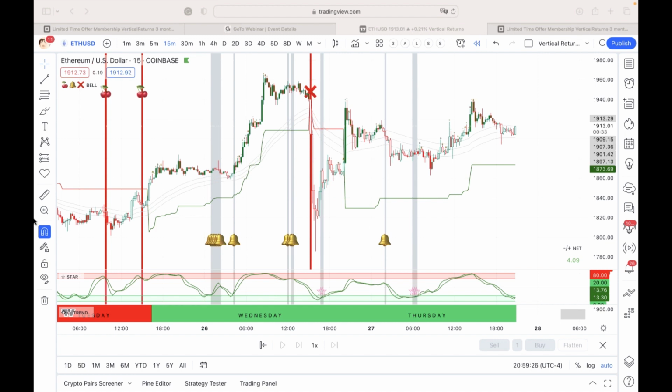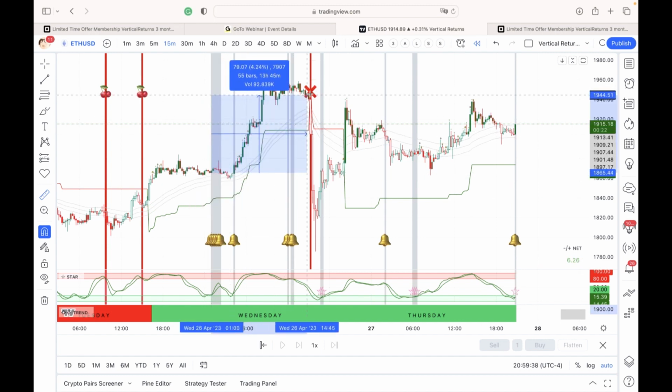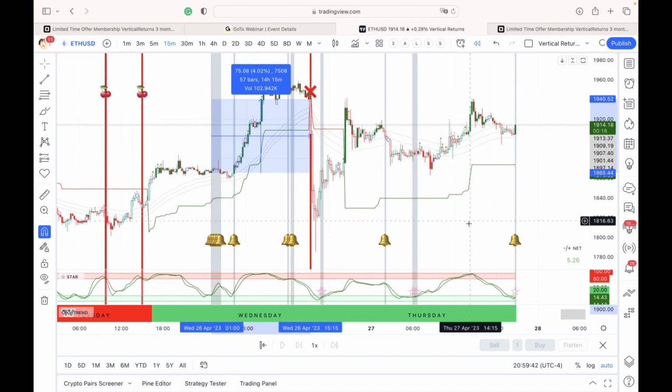And you can take your ruler here and test them out and say, okay, if I bought here, right, go back to the ruler, sorry. If you bought down here, the first bell, and you sold on the X, where would you be? That'd be a 4% profit.